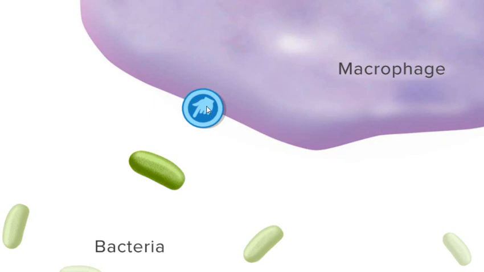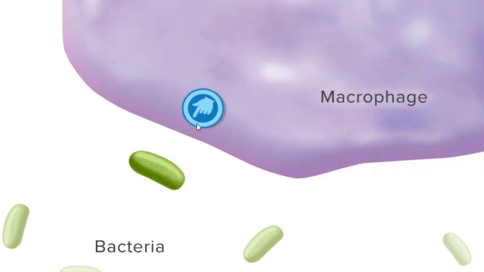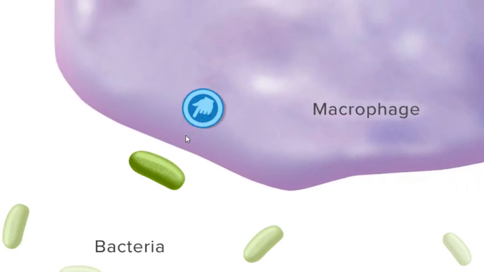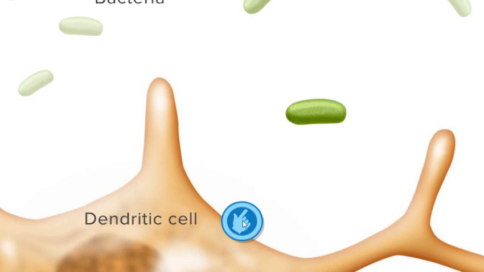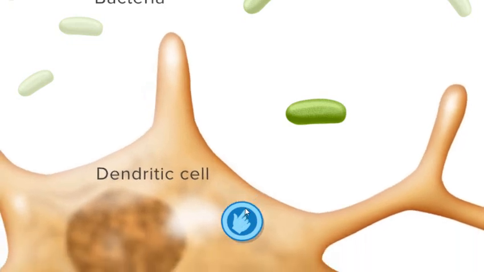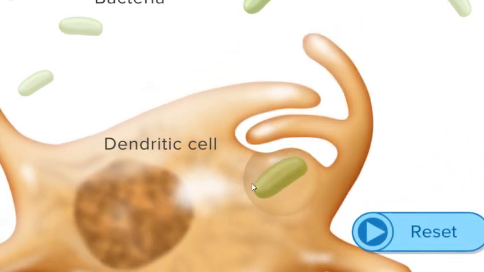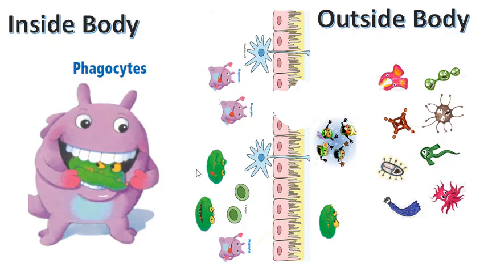Once the pathogen is inside, macrophages will move and engulf. The green one is the bacteria, and the macrophages will engulf that pathogenic cell. Also, a dendritic cell will go and internalize the pathogen. So the bacteria is internalized by the dendritic cells. Basically, they take the microorganism and engulf it, eat the microorganism, internalize it.